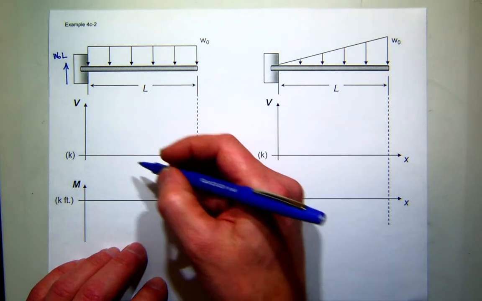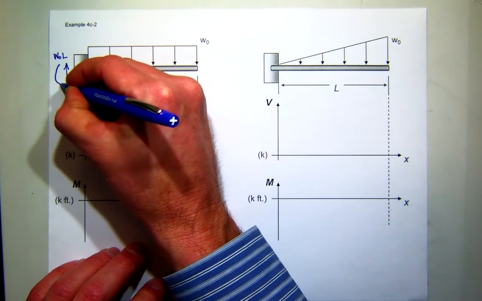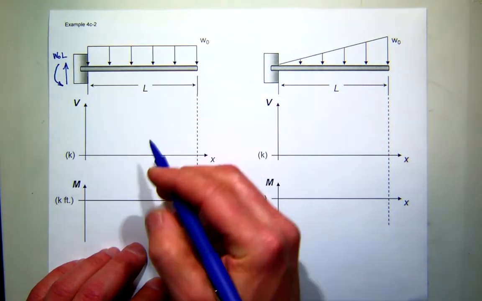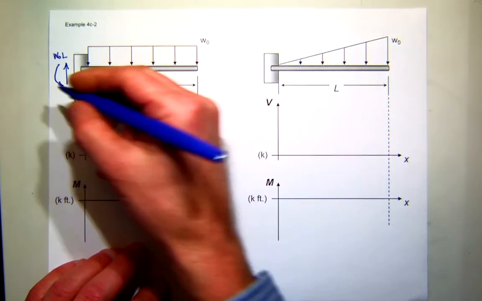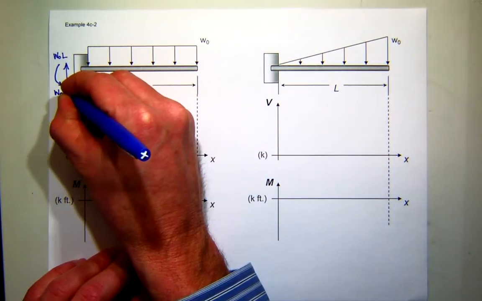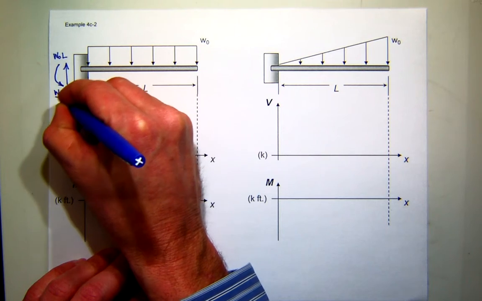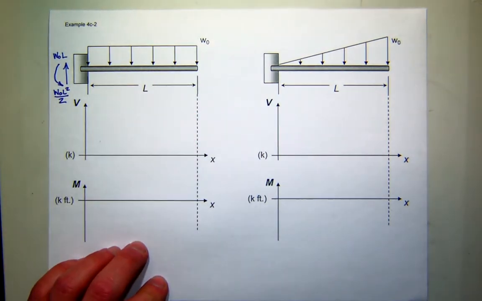And what about the moment? I didn't give myself much room to draw the moment, but I'll draw it there. It'll be that force, but acting through the centroid, which is L over 2, and you'll get W naught L squared over 2 for the bending moment. I'm sure if I gave you enough time, you could get those.